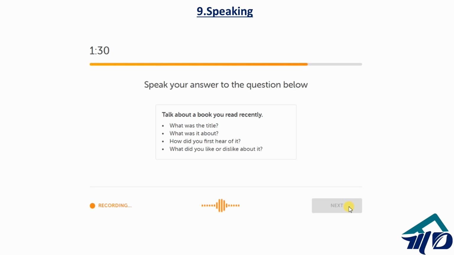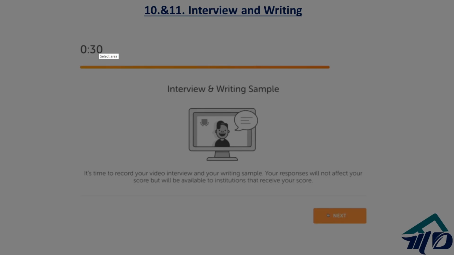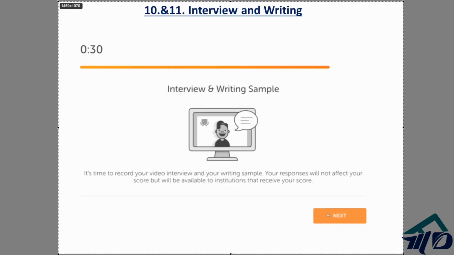so guys, till this point, all activities are very important, but the remaining 2 activities are also important, but they will not affect your scoring. This is taken from the Duolingo website. You can refer to it there also. They have clearly written here that the responses for these two, number 10 and 11, will not affect your score, but will be available to institutions that receive your score.